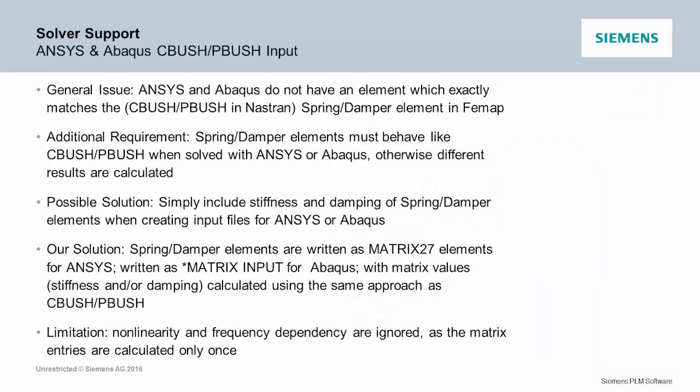And he also was looking at element support. The CBush element's really important to a lot of our customers for modeling fasteners and all types of things. ANSYS doesn't have one, but he looked at the formulation for the CBush and realized he could write it out as a matrix 27 to ANSYS. So now you can take your Nastran model and run it in ANSYS and get the exact same answers if it's got CBushes in it.